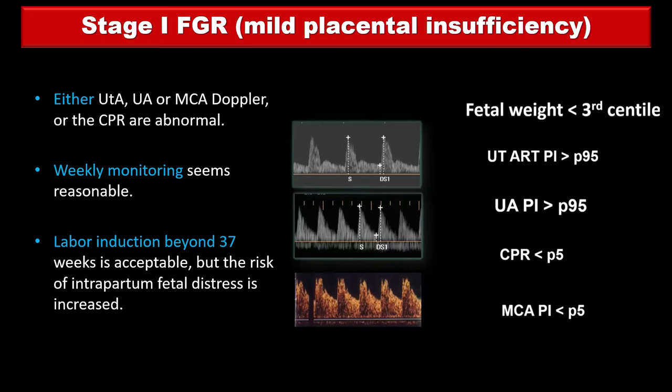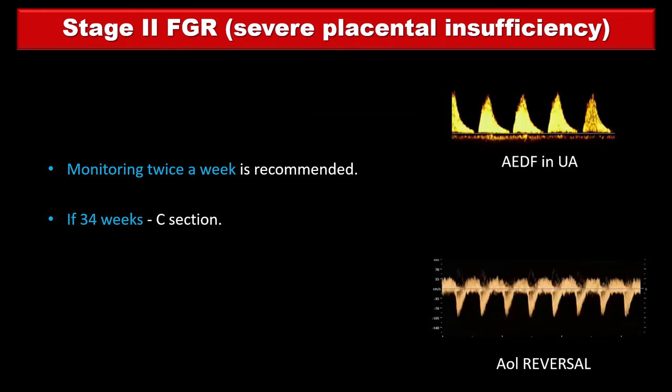Weekly monitoring is required for these fetuses, and labor induction should be done if the fetus has reached 37 weeks. Stage 2 FGR, or severe hypoxia or severe placental insufficiency. Here there is absent end-diastolic flow in umbilical artery and reversal in aortic isthmus. The fetus should be monitored twice a week. So remember stage 2 and 2 here, it's twice a week. And if it's already 34 weeks, we could deliver.